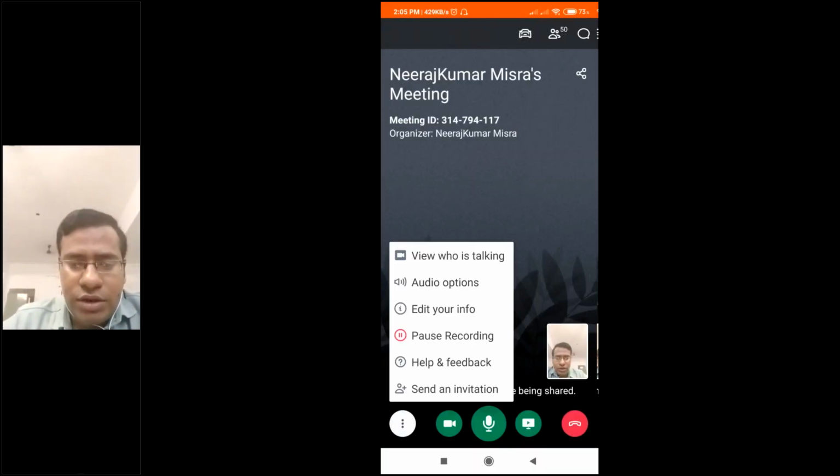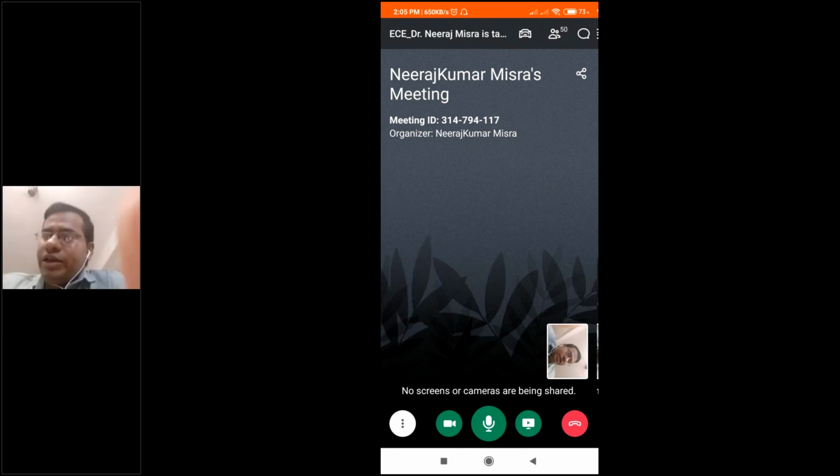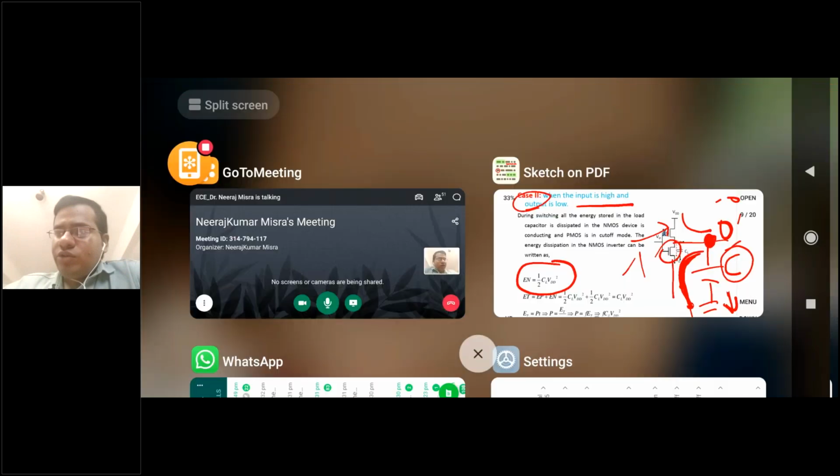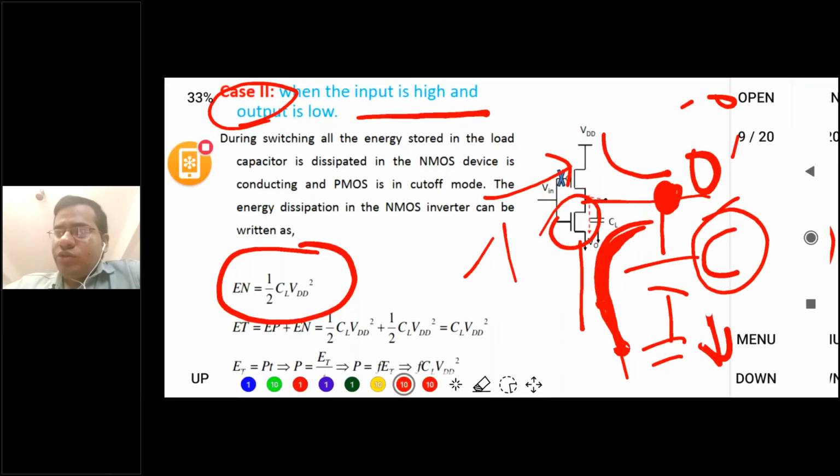I think it is very clear. In the dynamic power, you are actually calculating two states. If the input is 0, the power dissipation is PP, and if the input logic is 1, the power dissipation is PN. This is the case where the NMOS transistor is on. So now we are capable of calculating the total power dissipation.